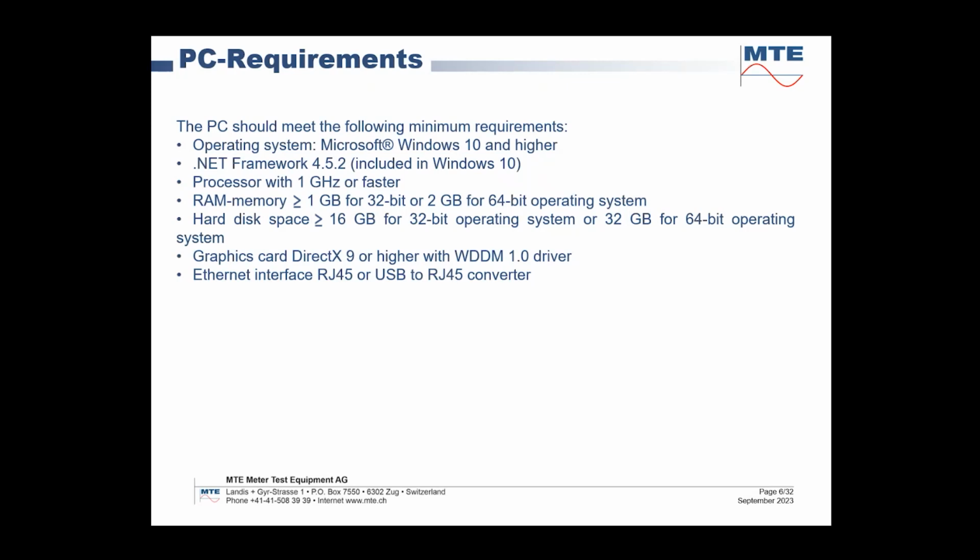The PC requirements are very standard now. The operating system must be at least Windows 10 or higher. Another requirement is .NET Framework 4.5.2, included in Windows 10. The processor is 1 gigahertz or faster, the RAM memory 1 gigabyte for a 32-bit or 2 gigabytes for a 64-bit operating system. Hard disk space is only 16 gigabytes.